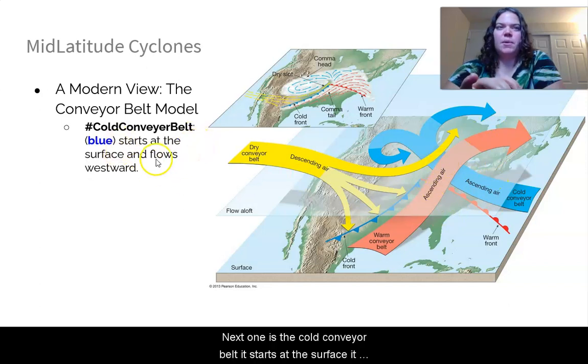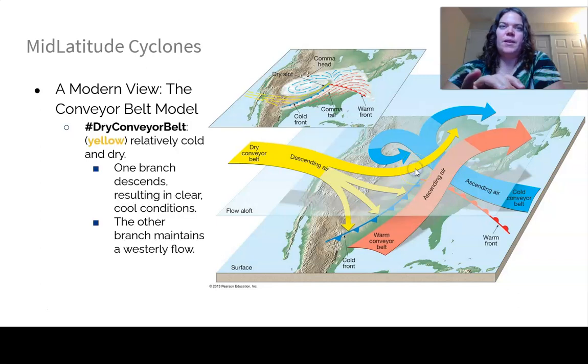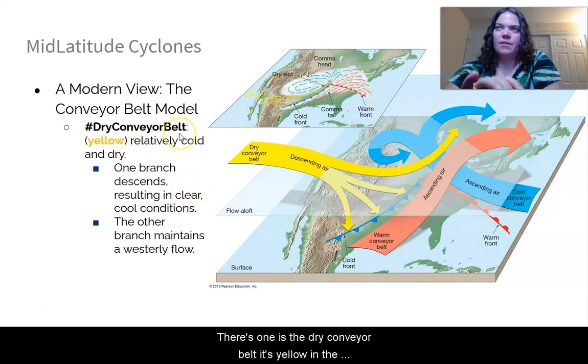The next one is the cold conveyor belt. It starts at the surface, goes under the warm air because it's more dense, up and wraps around the center of the storm. Third one is the dry conveyor belt.